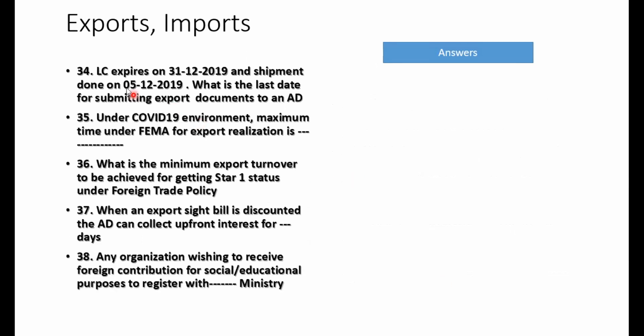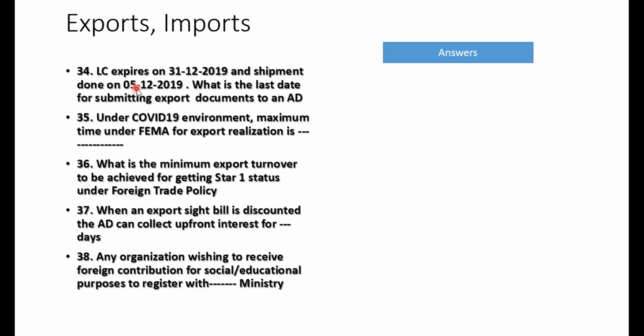Now, again, one more question, all Corona related. The LC expires on 31/12/2019 and shipment is done on 5/12/2019. What is the last date for submitting the export document to an AD? Now here you have to remember one UCP rule. What is the UCP rule? If the LC does not tell specifically, you can note down, the maximum number of days taken to present the document is 21 days from the bill of lading.